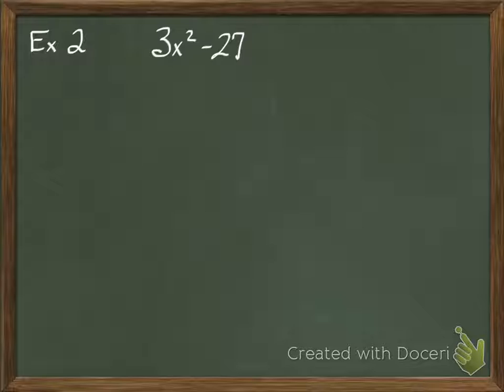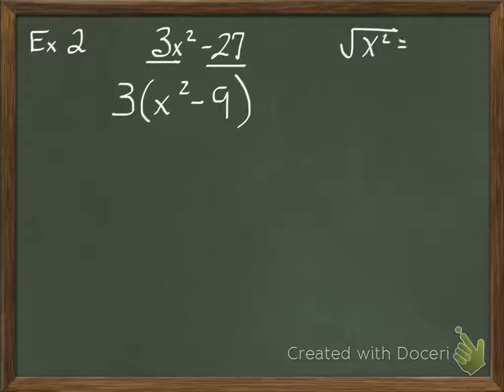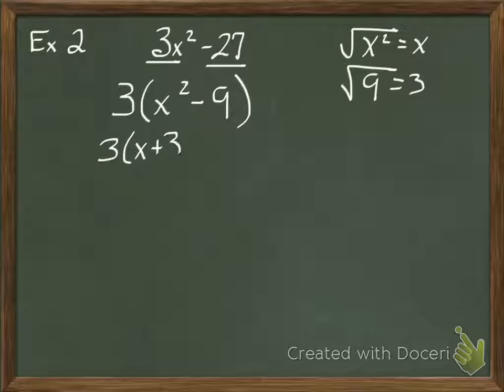Okay, just like we were dealing with the other factoring, the first step on these is look for a common factor. Both these terms are divisible by 3, so I'm going to factor out that 3, leaving me x squared minus 9. The square root of x squared is x. The square root of 9 is 3. So when I factor this, it becomes x plus 3 times x minus 3.